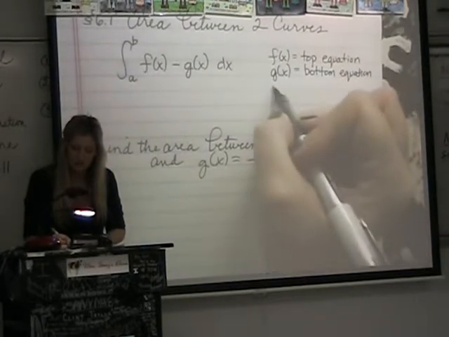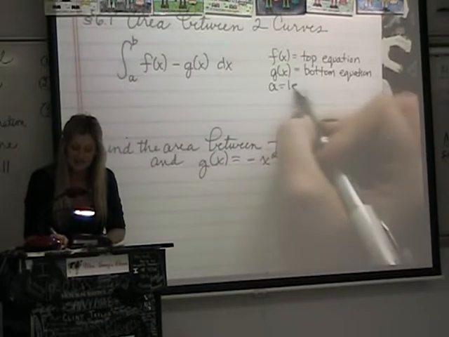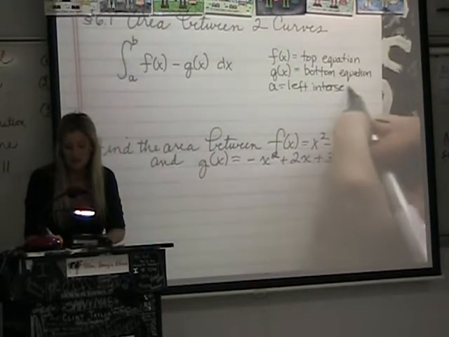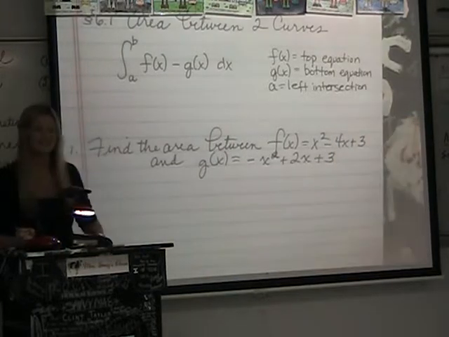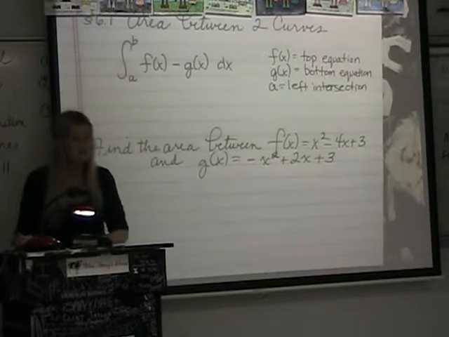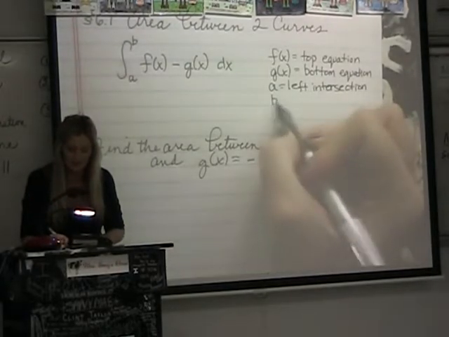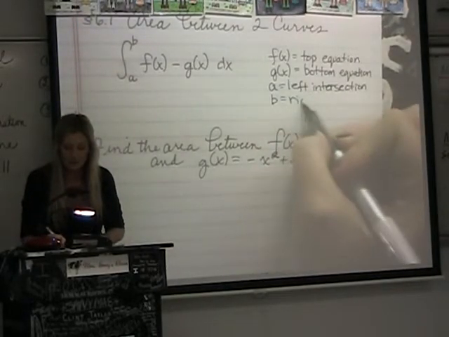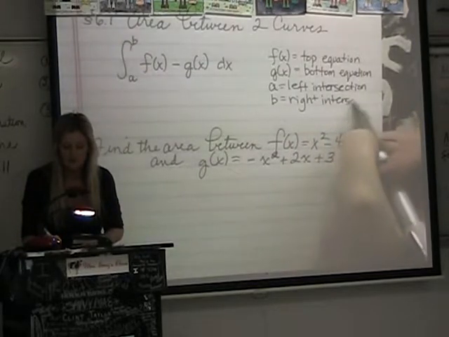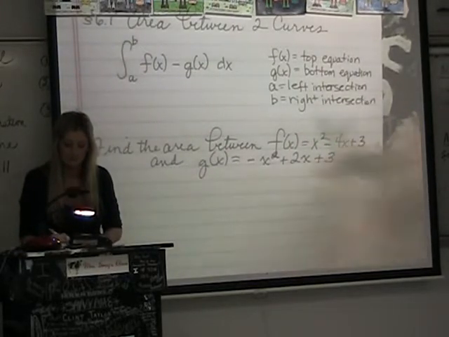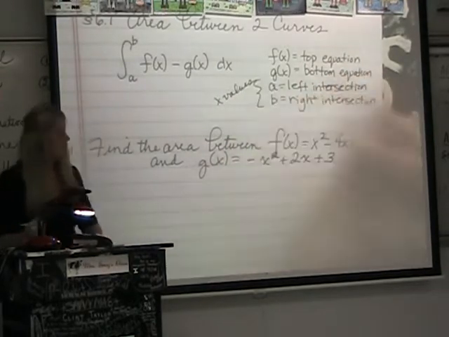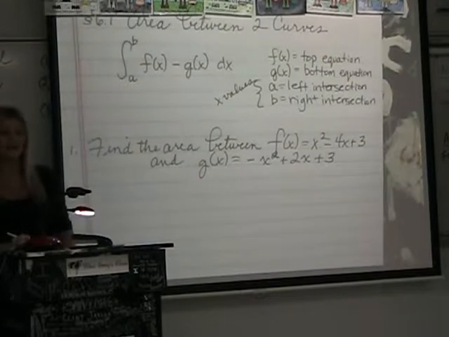And then I want you to write that A is the left intersection point. Well, it's actually not a point. It's the x value. The left intersection x value, and then B is the right intersection. And again, both of these are x values. The bounds are always x values.